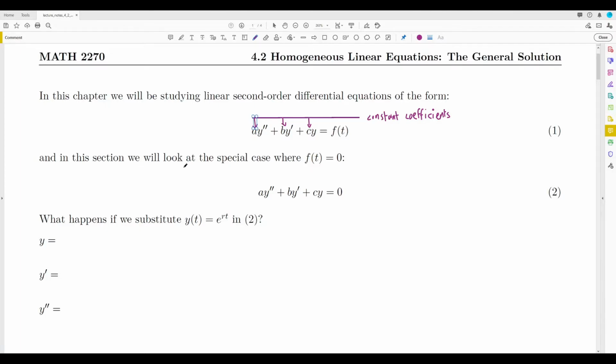And in this section, we will look at the special case where f of t equals 0. When the right-hand side of a differential equation of this form is 0, we call that the homogeneous equation. So this right here is called the homogeneous equation.